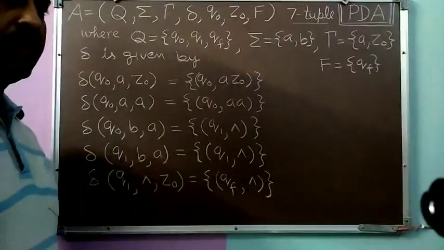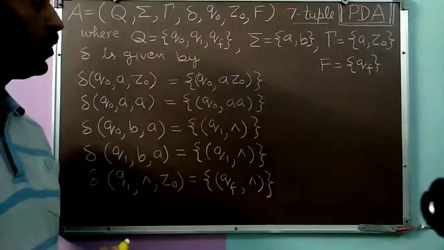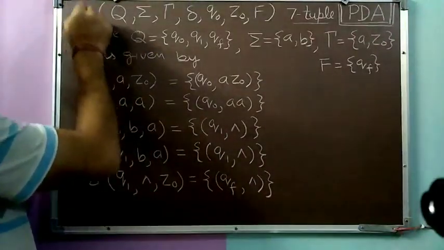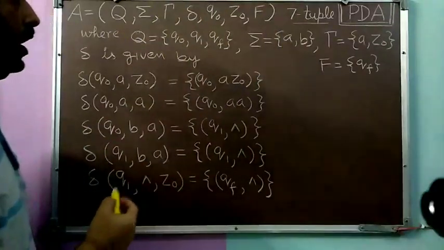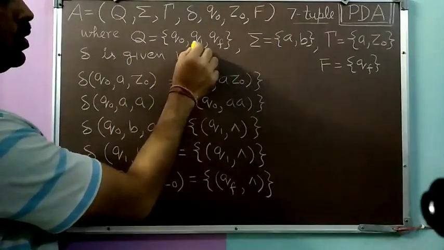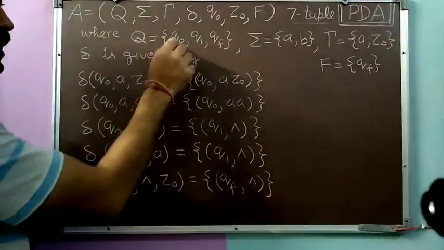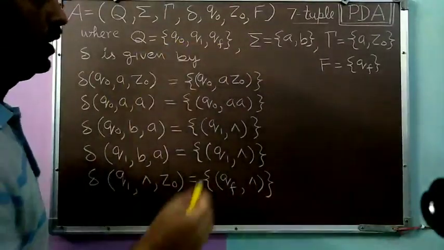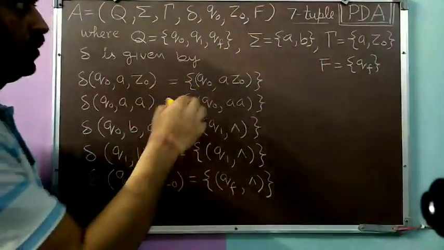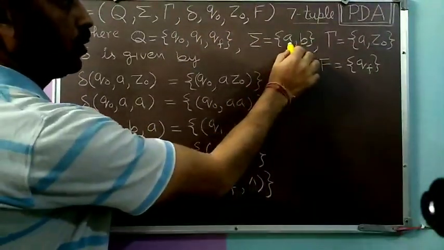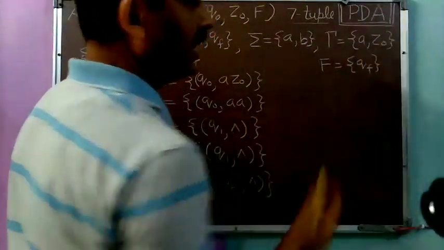To better understand the concept of PDA which we have just discussed, we are now taking one example. Suppose our PDA A is a collection of 7 things: Q, sigma, rho, delta, Q0, Z0, and F, where capital Q is {Q0, Q1, Qf}. So our set of states consists of 3 states, namely Q0, Q1, and Qf. Our sigma contains 2 symbols A and B, so all strings which will be part of this language will be formed from these 2 symbols A and B. And rho is {A, Z0}.